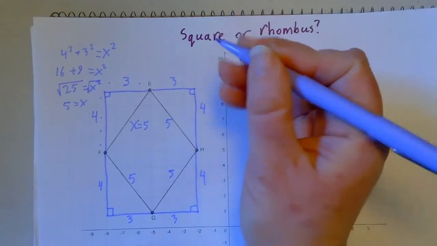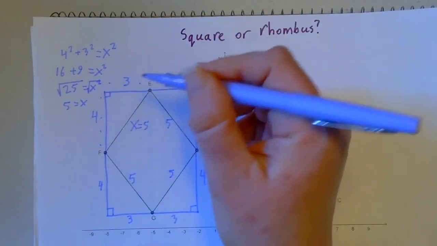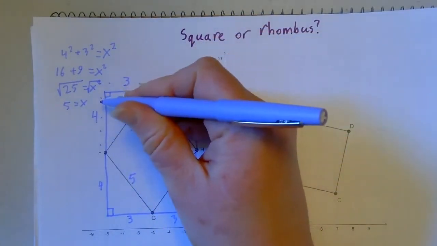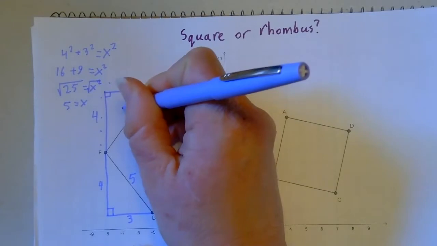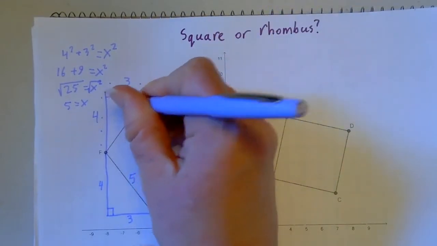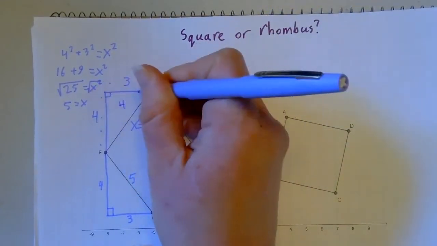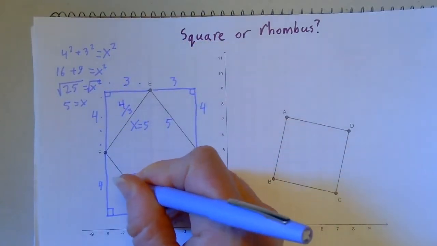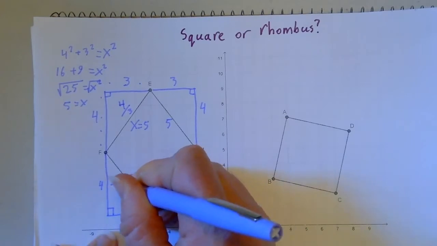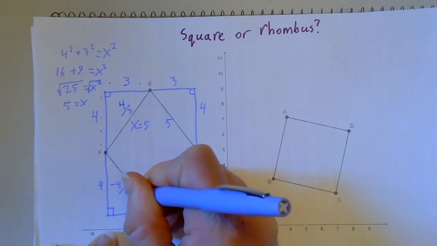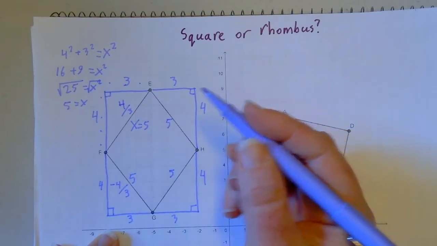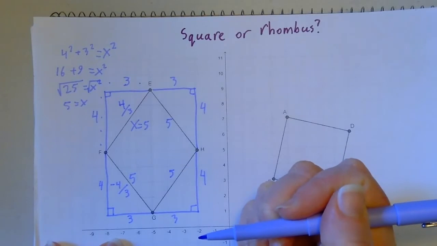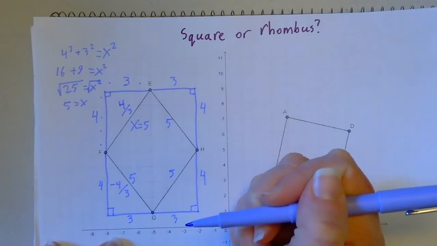So I need to see what this slope is. Well, I already have slope triangles because I was just finding side lengths. This has a slope of up 4 and over 3. This has a slope of down 4 and over 3. So I can very quickly compare those two slopes because slope triangles and triangles to find side lengths are the same triangles.